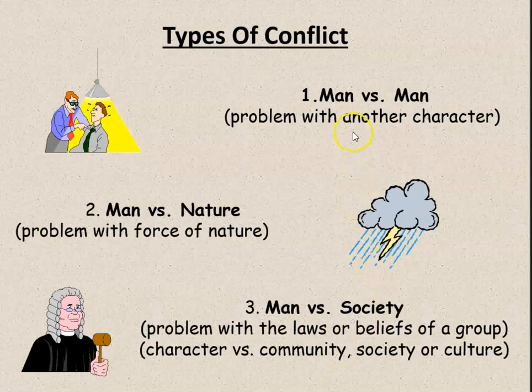The first is man versus man. In man versus man conflict, you have one character in direct conflict with another character in the book. In man versus nature, this is where man is in conflict with a force or a problem of nature. If we think to Swiss Family Robinson in the beginning of the book, the storm that left their ship stranded. Man versus society, number 3, this is a problem with the laws or beliefs of a group. This is a character versus community, society, or culture.